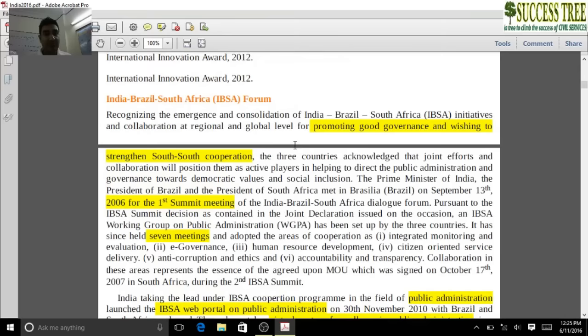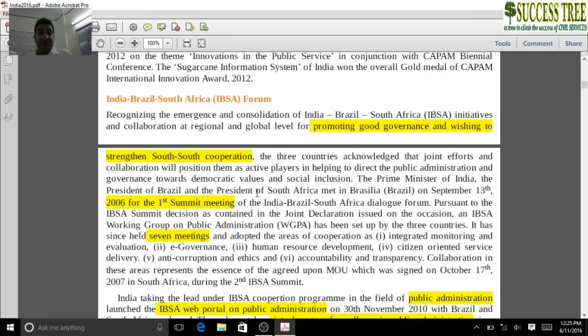Come to the next, IBSA. I just need to remember what IBSA signifies, again for mains: promoting good governance and strengthening South-South cooperation. You see the members of IBSA: India, Brazil, and South Africa, three countries basically in the southern part. So South-South cooperation is one thing, the southern part. Secondly, it's about good governance, more about governance. This India, Brazil, South Africa forum is now losing its charm and significance. We don't even hear much news regarding IBSA; it is more about BRICS.